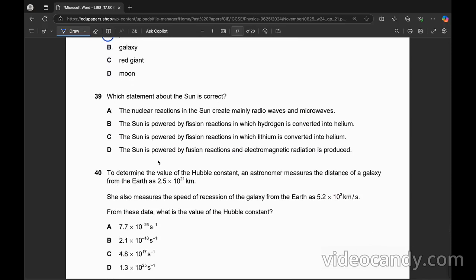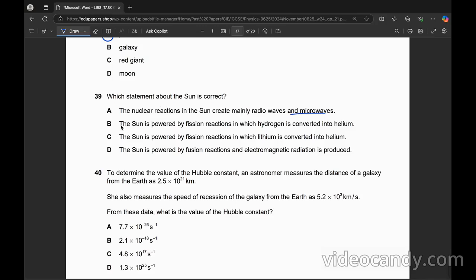So 39. Which statement about the sun is correct? A. The nuclear reactions in the sun create mainly radio waves and microwaves. Now, this is not true. It does not really mainly produce these waves. In fact, it produces visible light and ultraviolet more than these two.